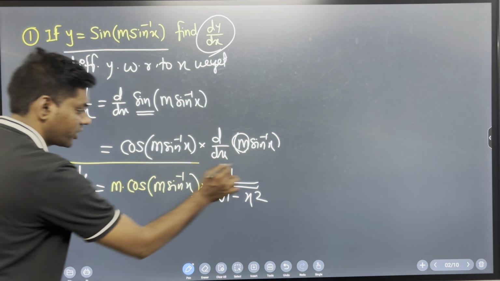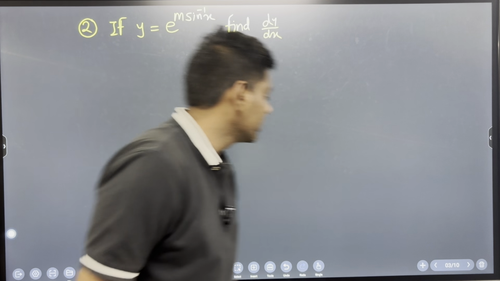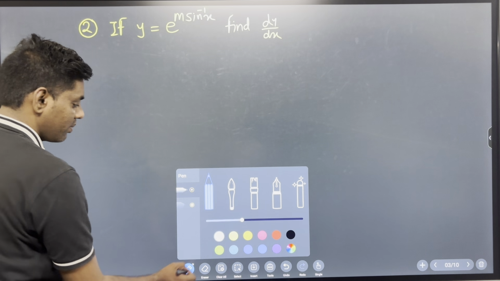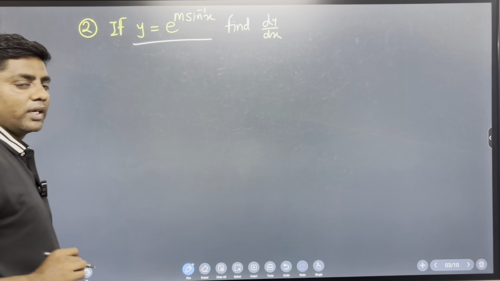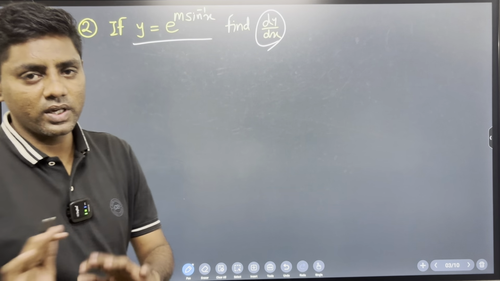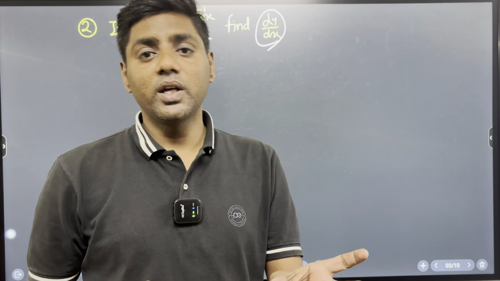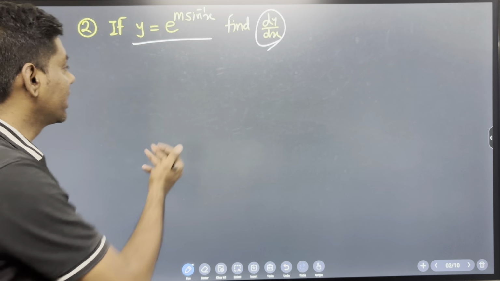Very easy question, very simple. Now we go for the next one. Let's practice. The next example: y is e raised to m into sine inverse x, and we have to calculate dy by dx. Steps are very similar. First we differentiate with respect to x, then apply d by dx, and by using the formula we get the answer.